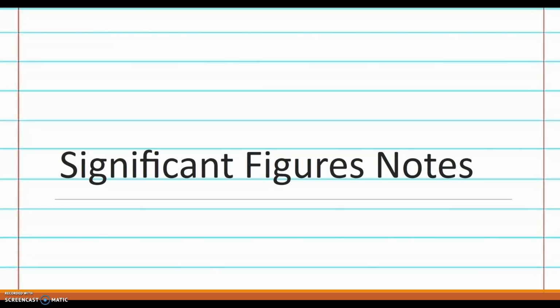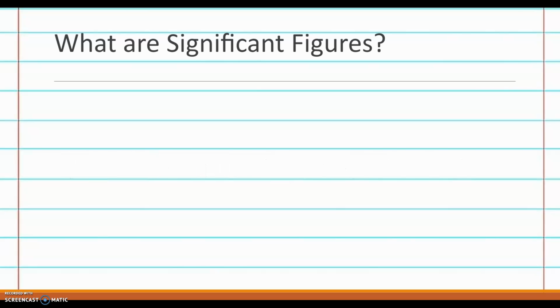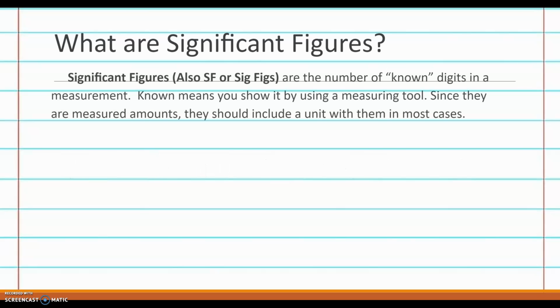Hello students, we're going to be going over significant figures today. Significant figures are also called sig figs, and they are the known digits in a measurement. By known, I mean that these are the significant figures that are shown by the measuring tool you are using. Remember that any measurement should come with a unit.